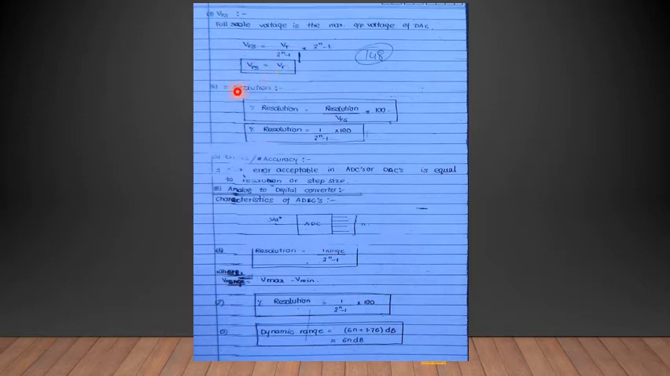The percentage resolution is resolution upon VFS into 100. Percentage resolution is simply the resolution which we have calculated in our previous slides, that is resolution equal to VR upon 2 to the power n minus 1. So it is resolution upon VFS into 100. Overall, by putting the values of resolution, we get 1 by 2 to the power n minus 1 into 100. So this is the value of percentage resolution.